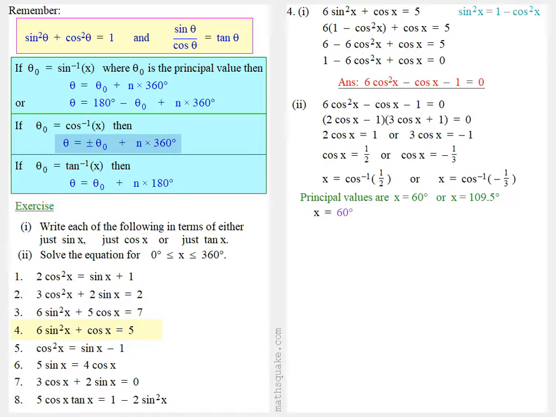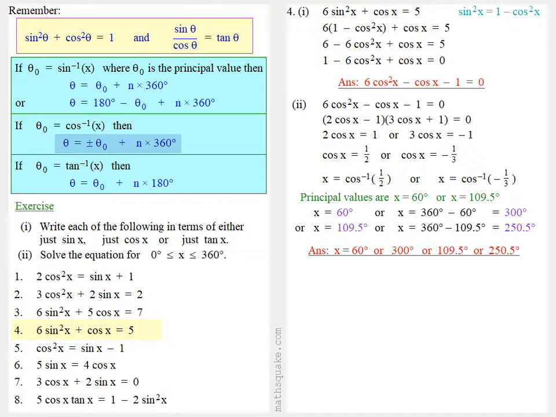Well, if x is 60, then x can also be 360 minus 60, which is 300 degrees. And if x is equal to 109.5 degrees, then x can also equal 360 minus 109.5 degrees, which is 250.5 degrees. So we have four answers. X is equal to 60 degrees, or 300 degrees, or 109.5 degrees, or 250.5 degrees.